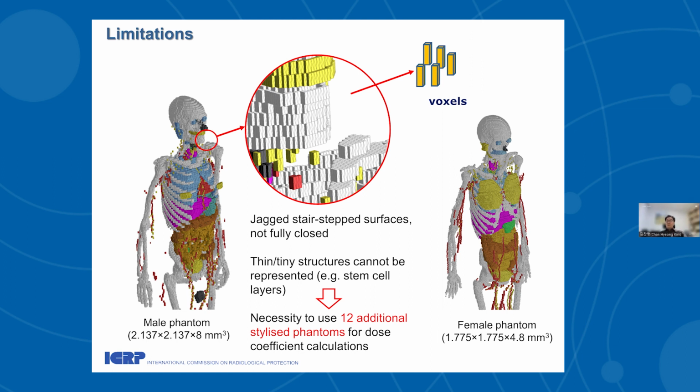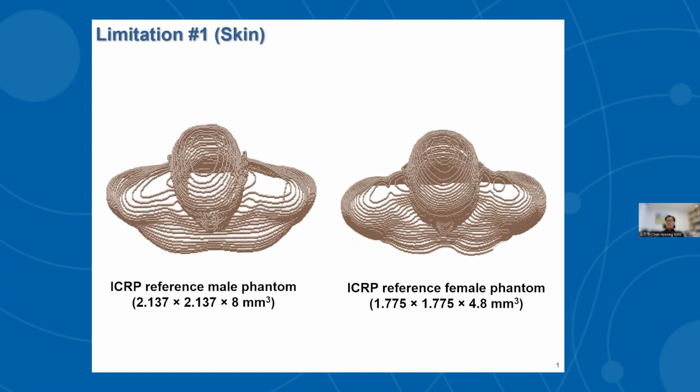That is, in these phantoms, we can see jagged stair-step surfaces not fully closed. Thin or tiny structures cannot be represented. For example, the stem cell layers in the alimentary and respiratory tract organs cannot be defined. So for the ICRP, it was necessary to use 12 additional stylized phantoms for those dose coefficient calculations.